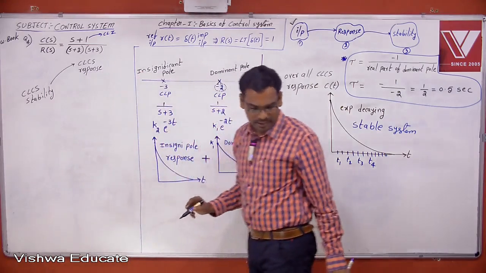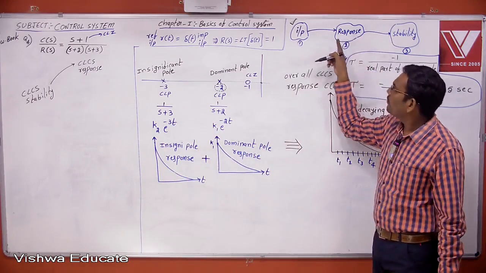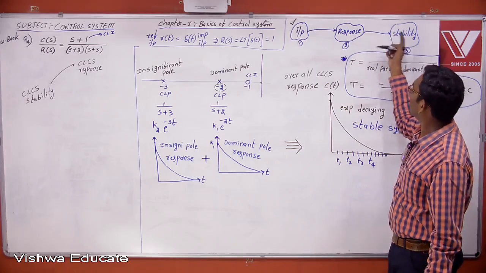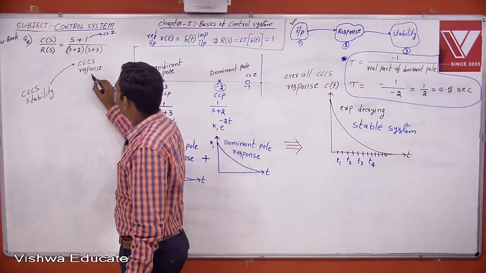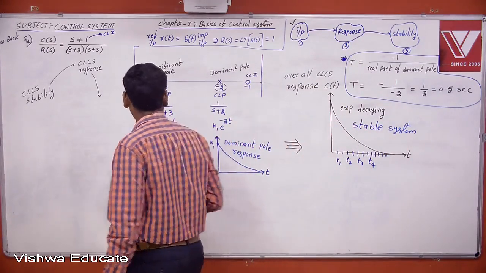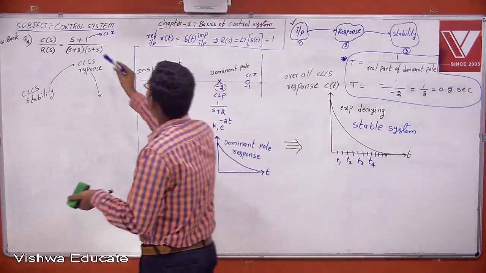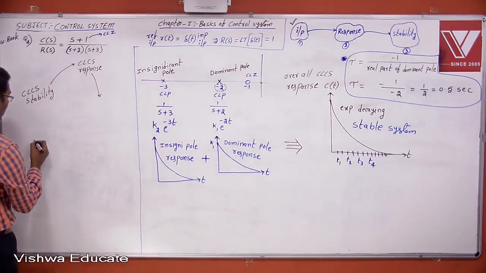See here, see the cycle. If you want to find stability, see the response. From the response you decide the system stability. Yes, this is the response. Now we have to identify what the response consists of. What is the response you are getting for this particular problem?